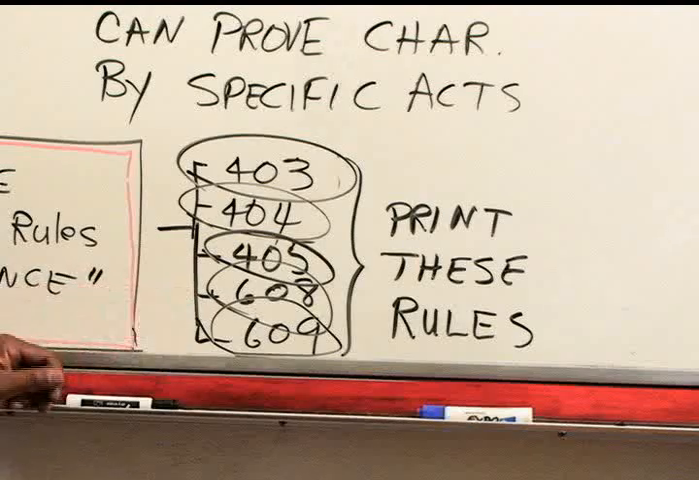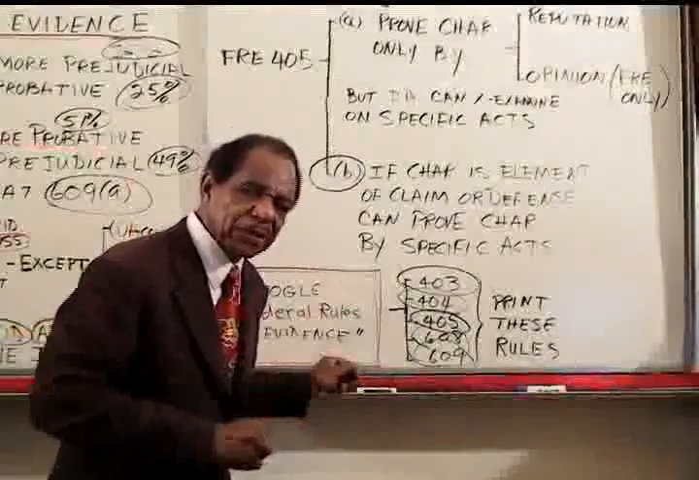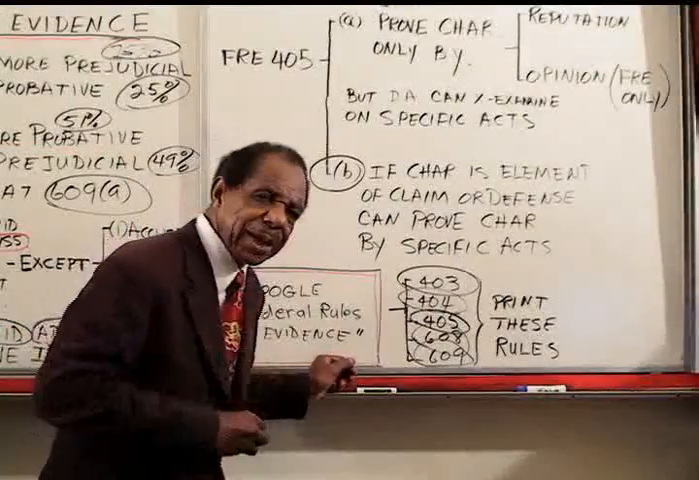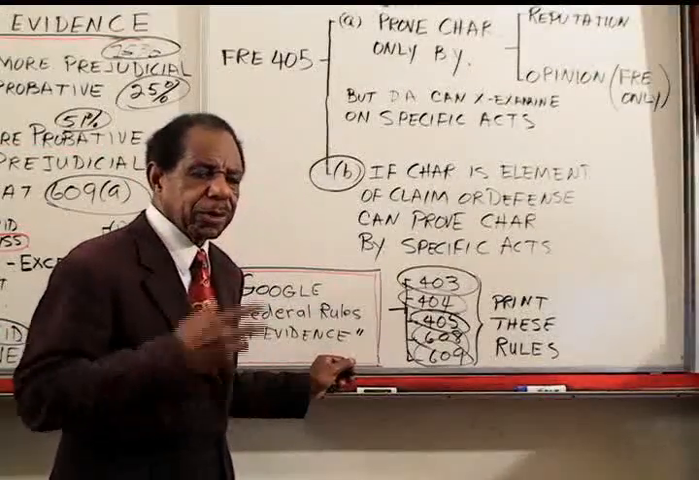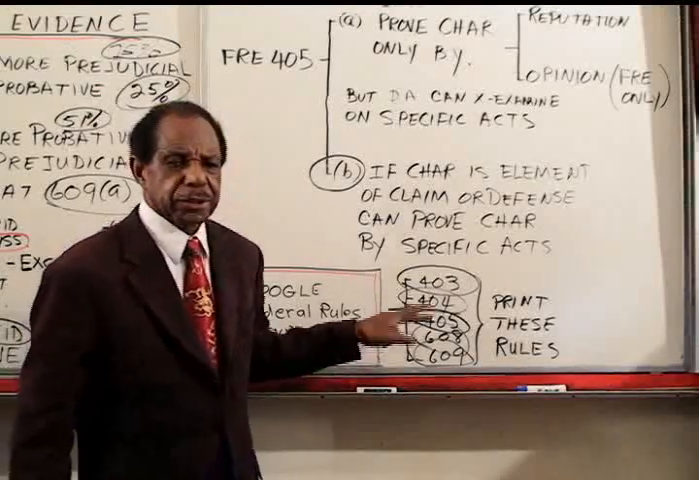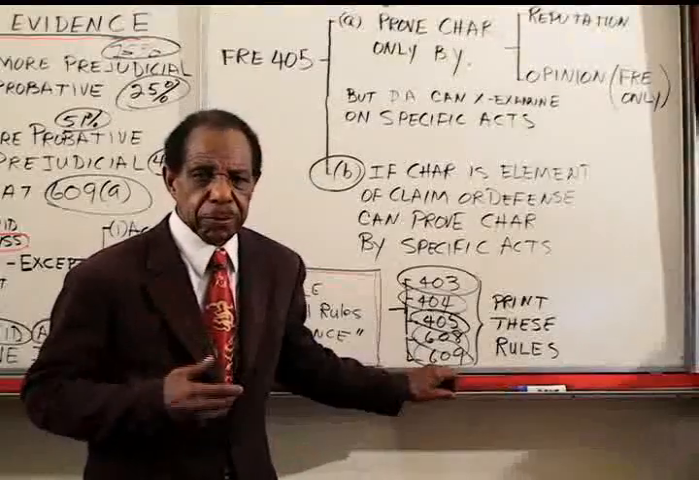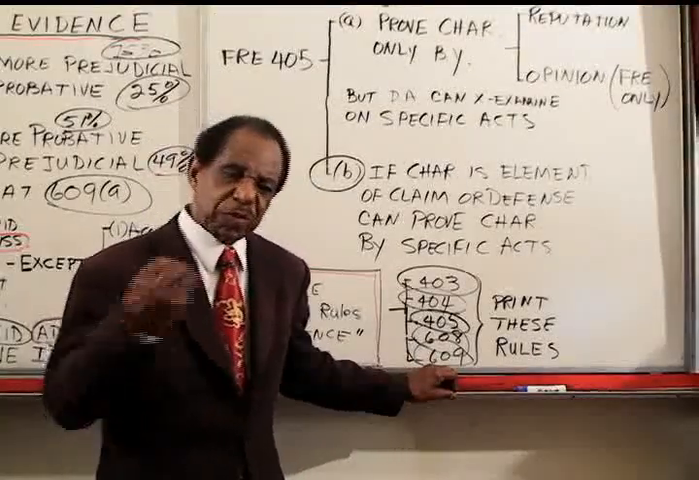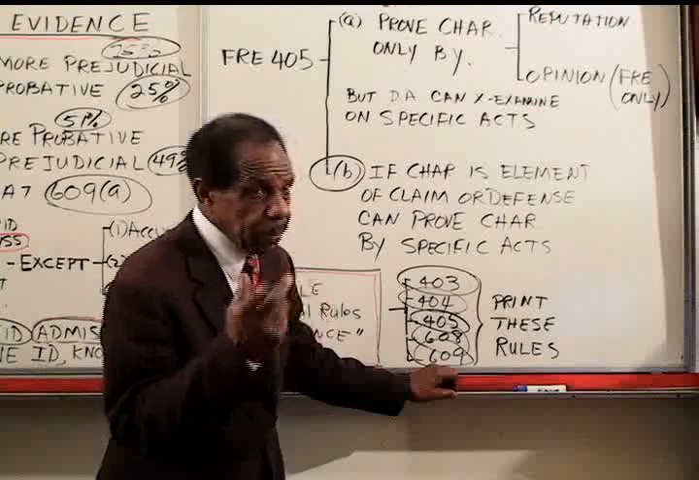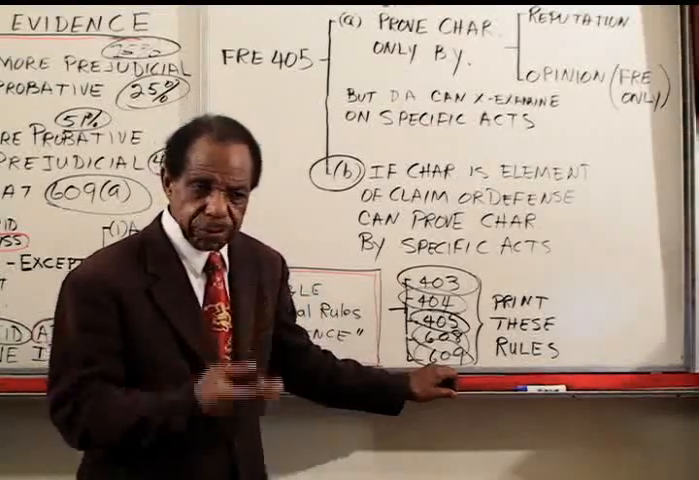608 is about impeaching witnesses. You can't support your witness's credibility until after it's been attacked. And when it is attacked, you can support it with opinion or reputation testimony. That's 608(a). And 608(b) says that you can also attack or support a witness's credibility with specific acts. You normally can't do it with specific acts; you have to use reputation or opinion.